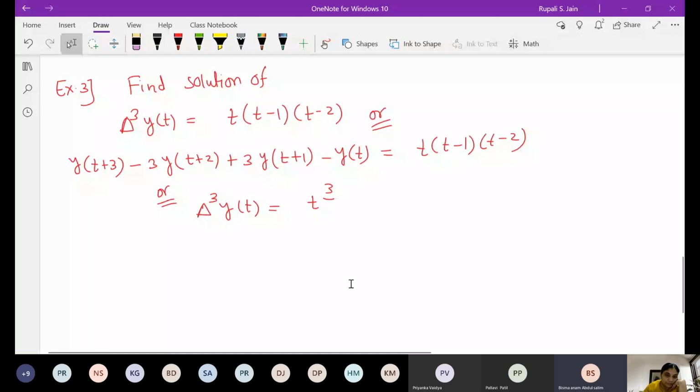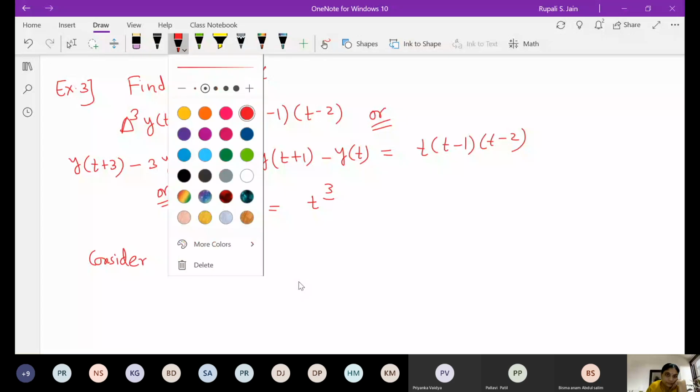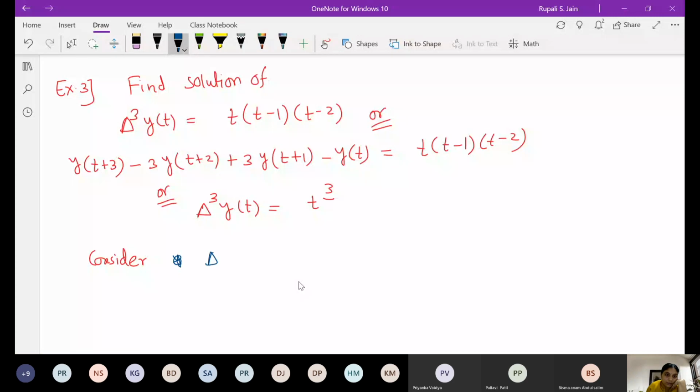If we take t to the 6 falling. Let's try. So consider delta cube of t to the 6 falling. So it will be delta square of delta t to the 6 falling, means 6 times t raised to 5 falling.